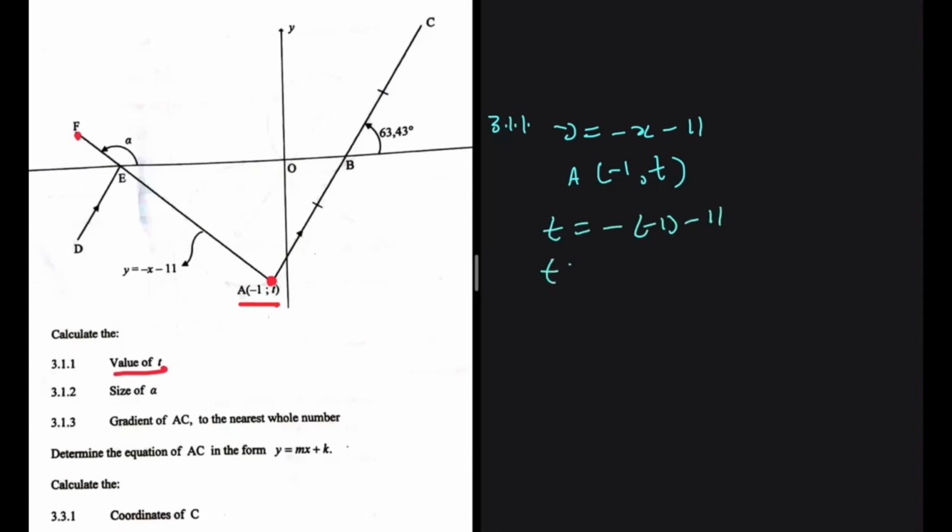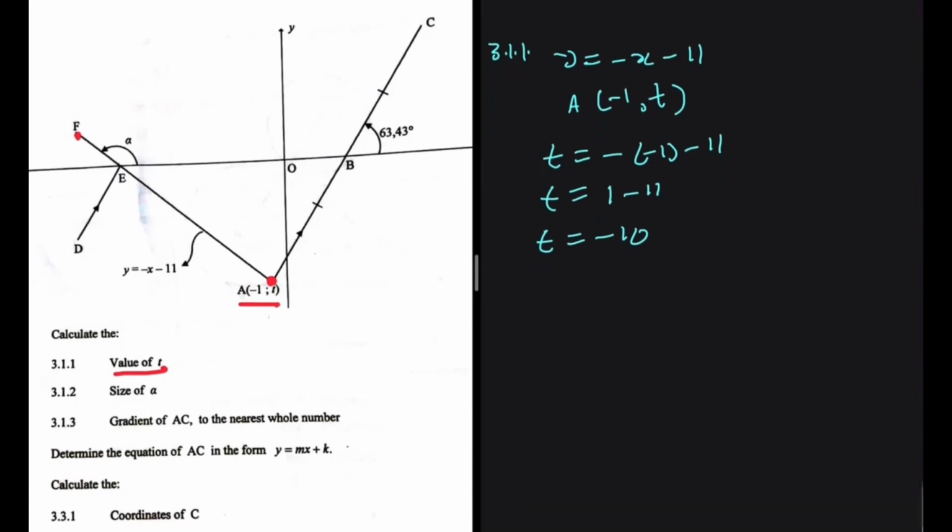So t is a constant. So minus multiplied by minus 1 will give you plus 1, right? And then minus 11. So now it's easy to see that t is equal to minus 10, right? So just like that, we have our 2 marks for 3.1.1. Let's go ahead and do 3.1.2.